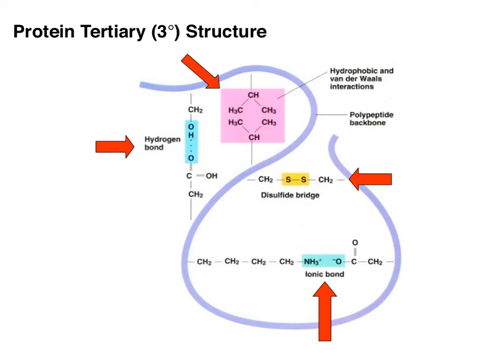But if I change the temperature or I change the pH, it's very likely that I'm going to disrupt one or more of these types of interactions. And when I do that, I alter the shape of the protein, and I make it harder for the substrate to bind. So denaturation often leads to an inability of the enzyme to catalyze a chemical reaction.